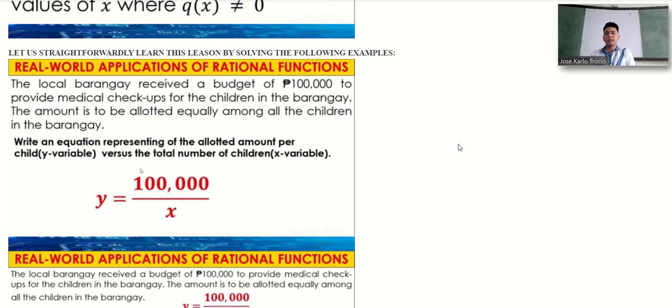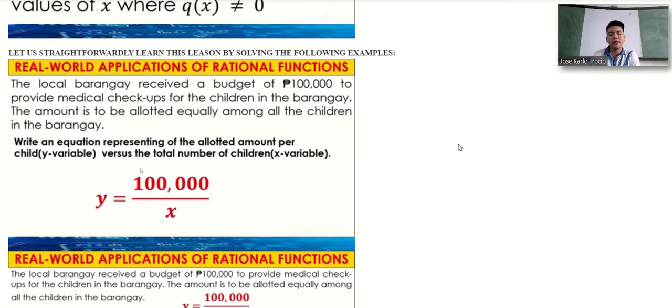So in this example, the local barangay received a budget of 100,000 pesos to provide medical checkups for the children in the barangay. The amount is to be allotted equally among all the children in the barangay. So you are now tasked to create your own function to budget the amount that is needed.